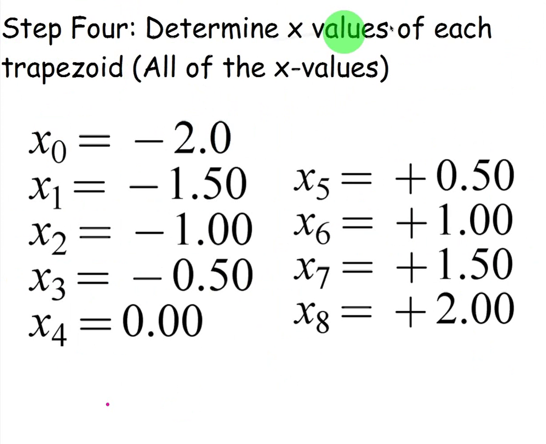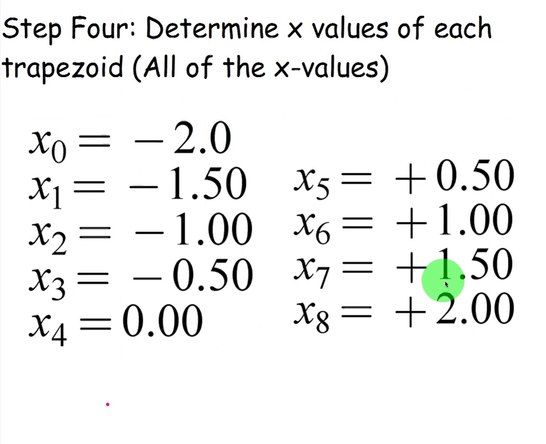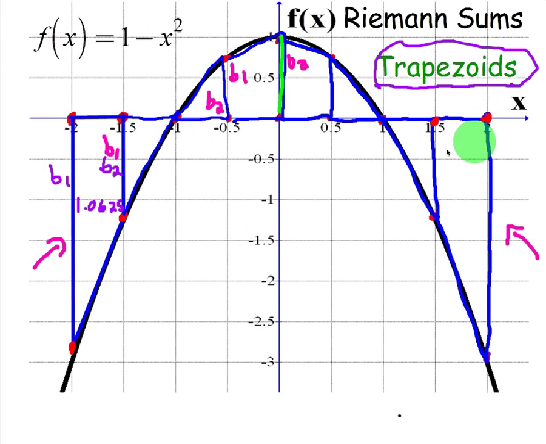Step 4, determine the x values of each trapezoid. When you're doing trapezoid, you have to use all x values. So everything from -2, -1.5, -1, -0.5, 0, 0.5, 1, 1.5, and 2. You do have to end up using all of them. Now, as I said before, your left and rightmost values are only used once to determine your different bases of your trapezoids.